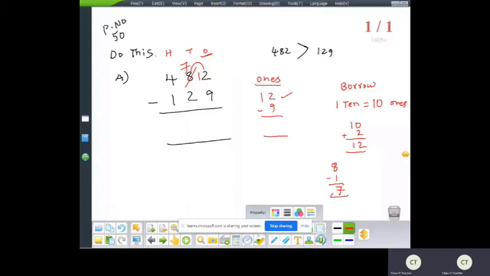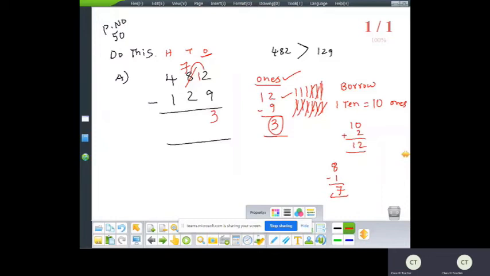Now subtraction of 12 and 9. 12 means 12 lines: 1, 2, 3, 4, 5, 6, 7, 8, 9, 10, 11, 12. From 12, we subtract 9. 9 means we cut 9 lines. After cutting 9 lines, there are 3 lines. 12 minus 9 is equal to 3. This answer 3 goes right under ones.